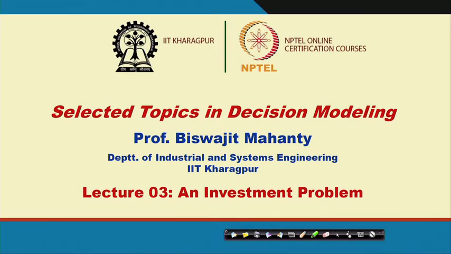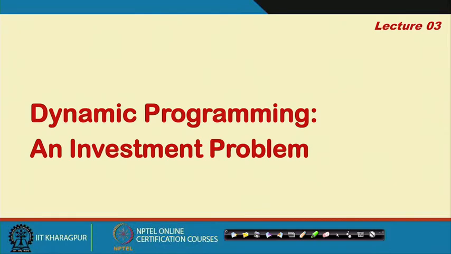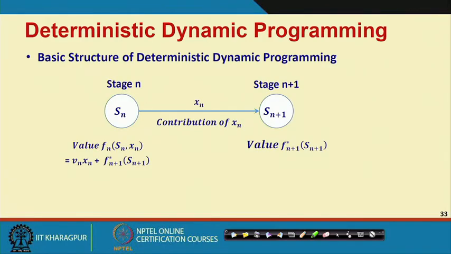We have started the selected topics in decision modeling, and specifically we are discussing the dynamic programming part. Today let us take a new topic, that is an investment problem. The investment problem that we shall consider will be a part of what is known as deterministic dynamic programming. The basic structure of the deterministic dynamic programming will be as you can see in the diagram.